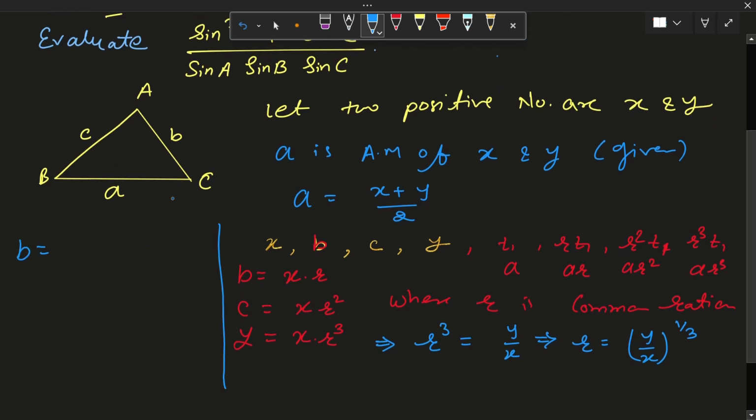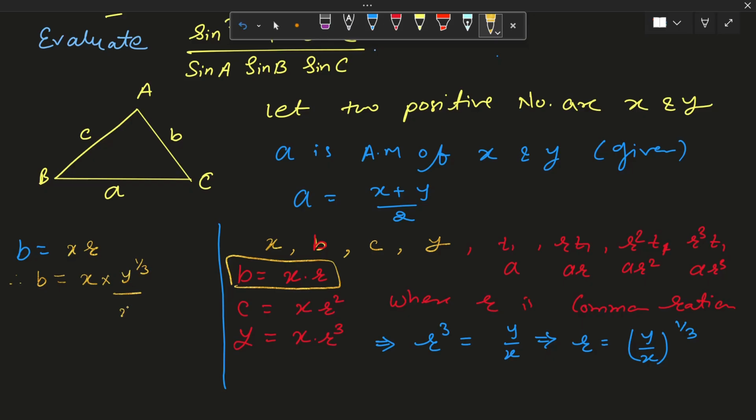Therefore, B is equal to xr. So B is equal to x times the value of r, which is y raised to 1 upon 3 upon x raised to 1 upon 3. If you simplify by the indices rule, it will be x power 1 minus 1 by 3, that will become 2 by 3, and y raised to 1 upon 3.